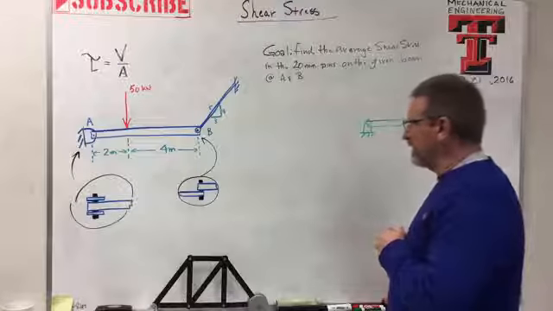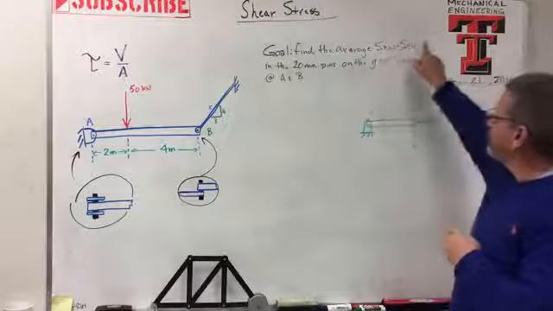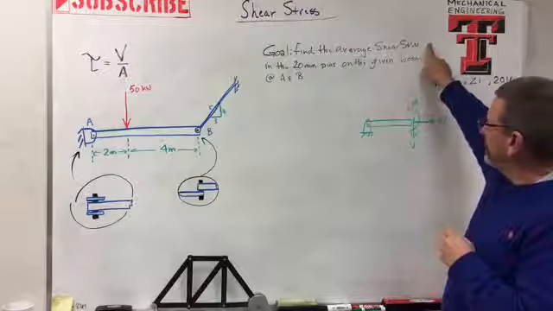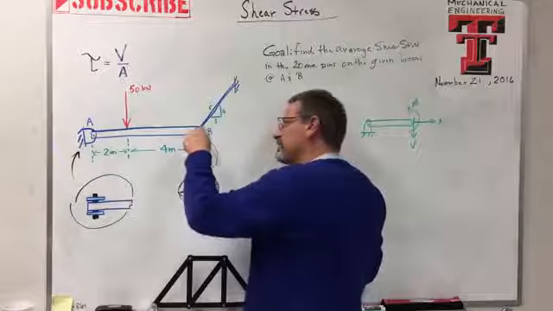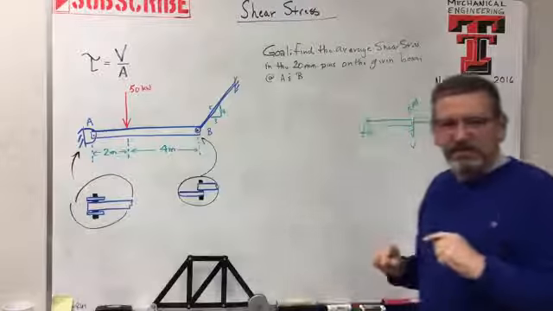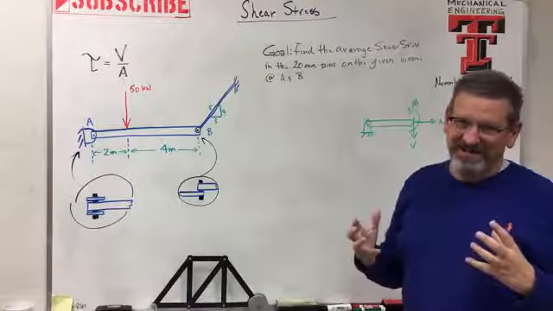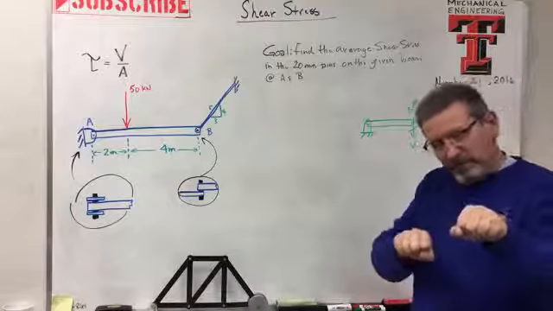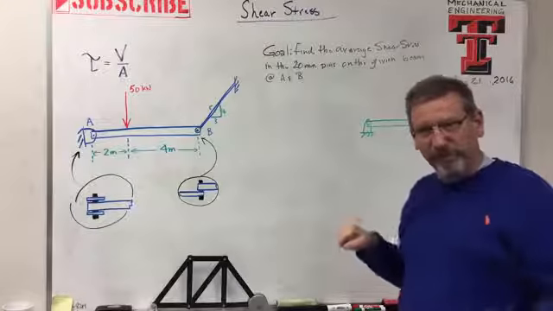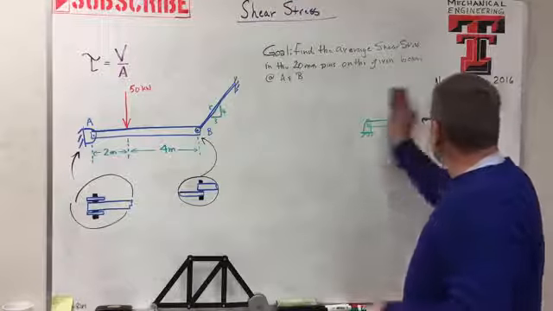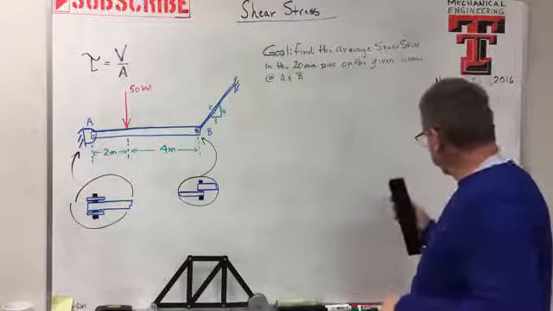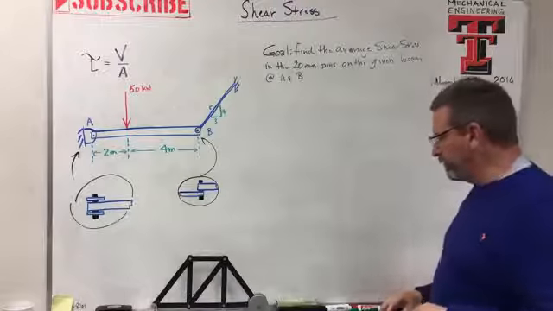And so what do we have here? We're asked to find the average shear stress in the 20 millimeter pins on the given beam. So there's a pin here at A and a pin right there at B. We're asked to find the shear stress, the intensity of that force that's trying to tear those pins in half. All right, so let's see if we can do this.